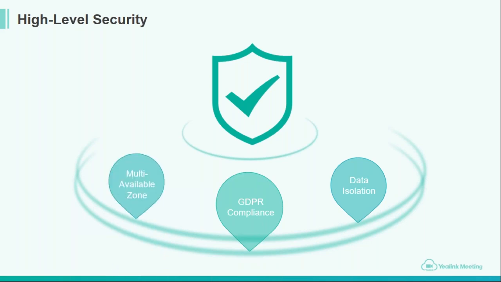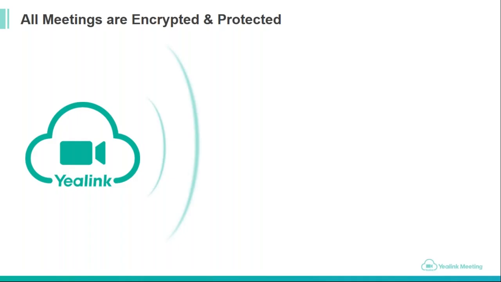Thirdly, we support multi-available zone. This design greatly improves stability of service, and meantime, it can protect privacy. Next is about our encryption technology. Audio and video going through Yealink Meeting are all encrypted by AES-256, which is quite sufficient to protect information up to the secure level. And all signals are encrypted through TLS protocol. Lastly, we have a multi-level security strategy to protect your meetings. You can find more details in the next slides.